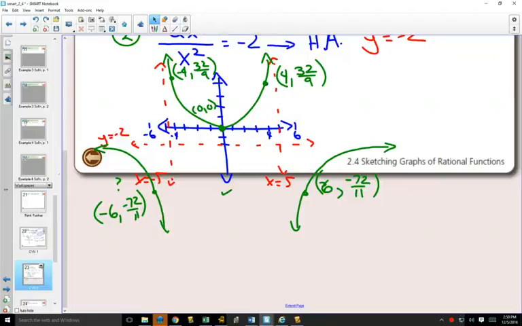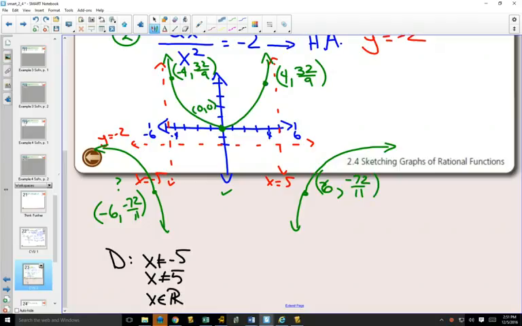Domain and range for this one. Well, the domain is still fairly easy. We have two non-permissible values, so we say x can't equal negative 5, x can't equal 5, but x could be anything else. The range for this one, I don't think they would ask you the range of something like this on a non-calculator part of our exam.